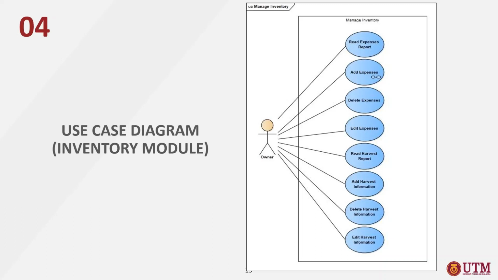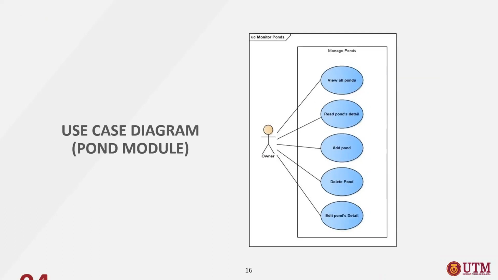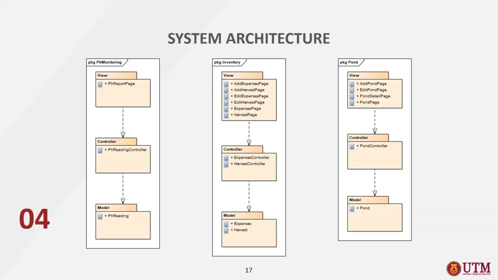Next, manage inventory: only the owner is allowed to access this module. In this inventory module, there are read expenses report, add expenses, delete expenses, edit expenses, read harvest report, add harvest information, delete harvest information, and edit harvest information. Finally, the prawn module, which also only the owner is allowed to access. In this module, the owner can view all prawns, read prawn details, add prawn, delete prawn, and edit prawn details.